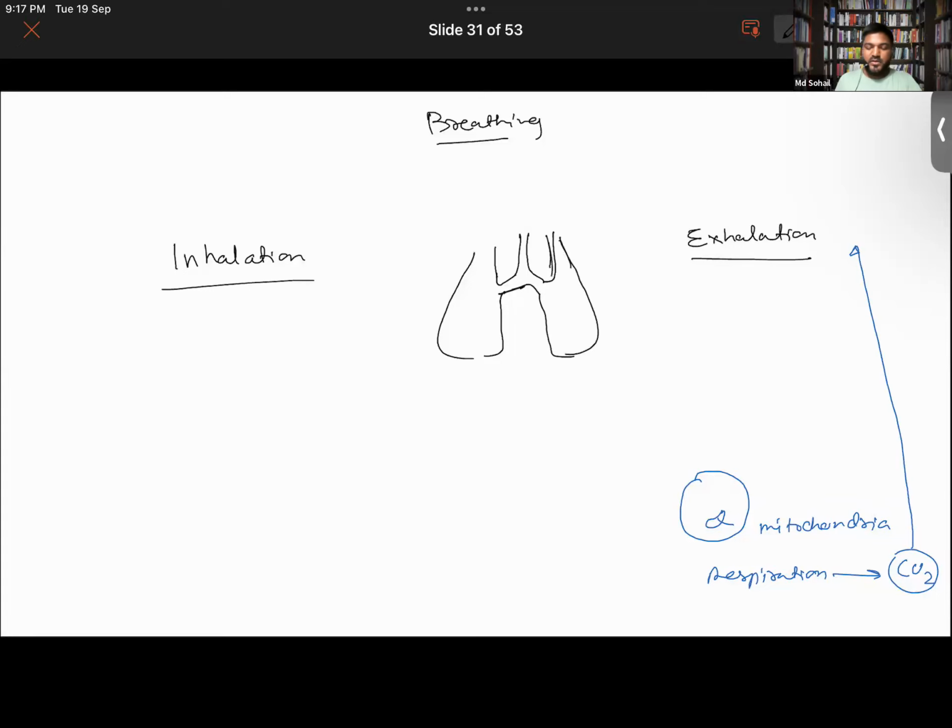Okay, now here's your lungs, and here you have the heart, for example. There are four chambers in the heart. Now what happens, guys? The function of the heart, I will be explaining that also here. Okay, look here.